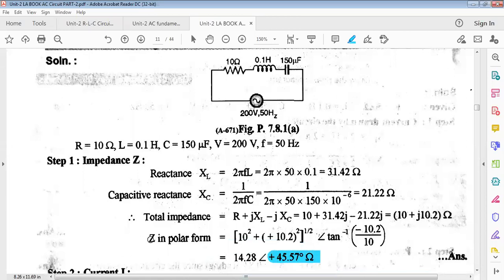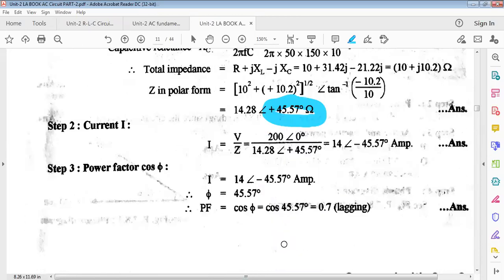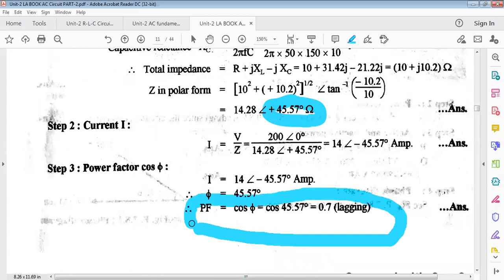Everyone keep in your mind, Z in rectangular form, if you know, you can convert it into the polar form. Once you convert it into the polar form, whatever is the angle of Z, the same you can directly write as the power factor angle phi. Okay, and take cos of that, you will get the power factor. So here you can see cos phi, and as the circuit is more inductive, total current will lag total voltage. So nature of power factor is 0.7 lagging.